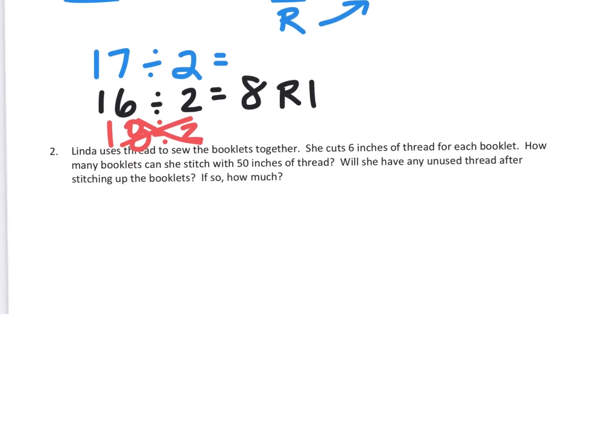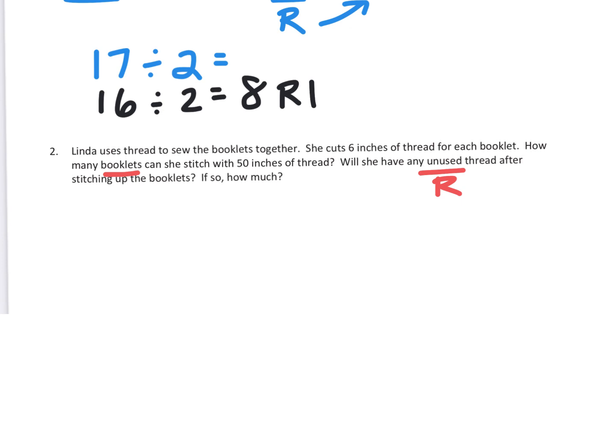Let's try another one here. Linda uses thread to sew the booklets together. She cut 6 inches of thread for each booklet. How many booklets can she stitch with 50 inches of thread? Will she have any unused thread after stitching up the booklets? If so, how much? So that unused is the remainder. And they want to know again, how many booklets can she stitch?